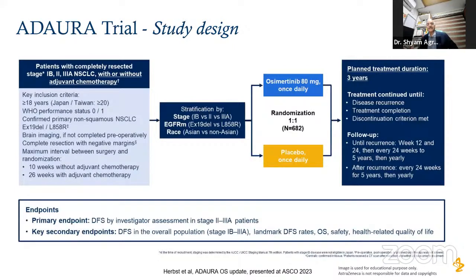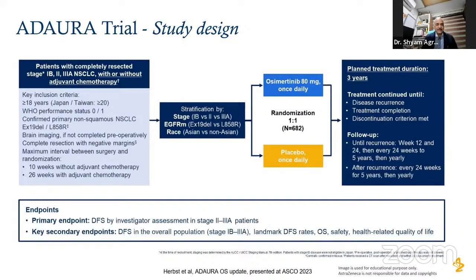And here is the big boss, the ADAURA trial. The study design was very simple: patients with completely resected stage 1B, 2, and 3A NSCLC, with or without adjuvant chemotherapy. The inclusion criteria were age more than 18 years, and in Japan and Taiwan more than 20 years. WHO performance status was 0 to 1, with confirmed primary non-squamous lung cancer with exon 19 deletion or L858R. Brain imaging was also done, and resected if not done preoperatively.